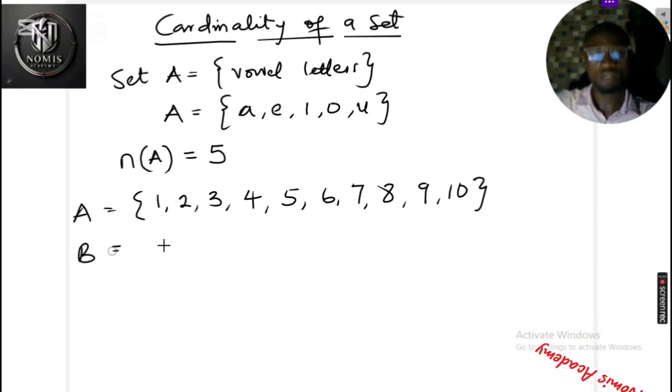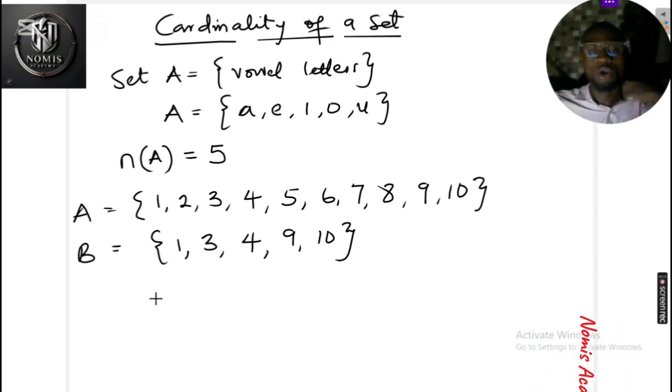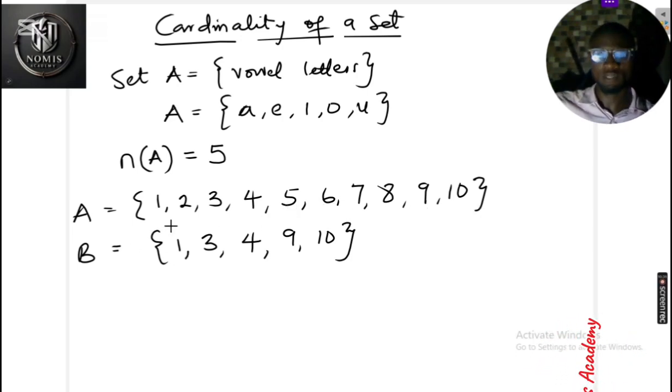And we have set B equals 1, 3, 4, 9, 10. And I'm looking for a complement of set B. Now, let's take set A to be our universal set. What I mean by universal set is a set that contains all the elements we are dealing with. Now, set B is a subset of set A, right?